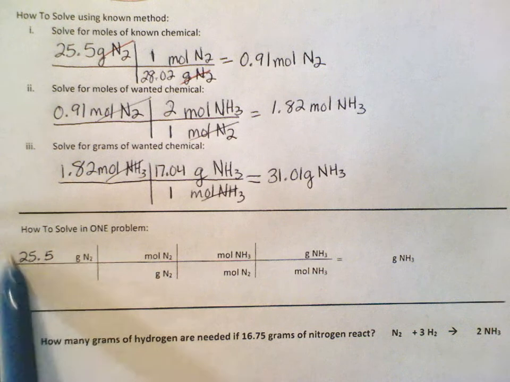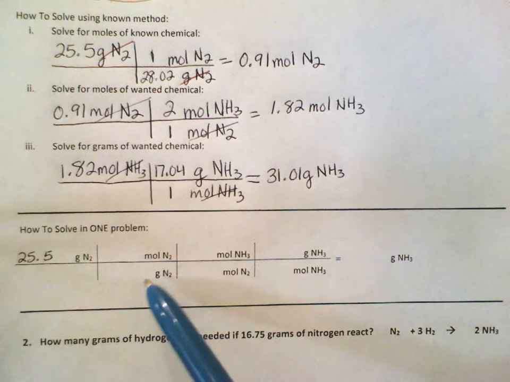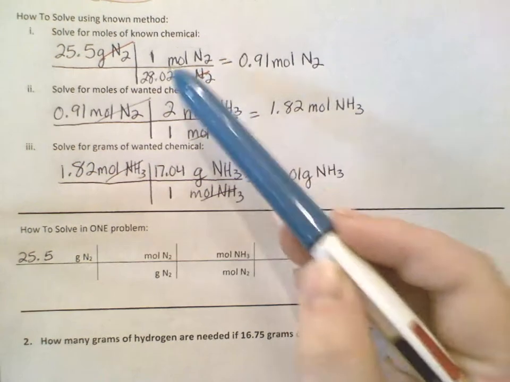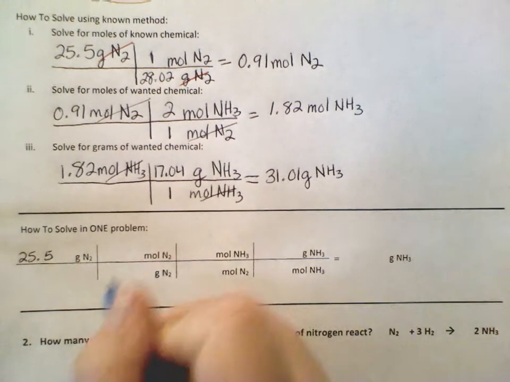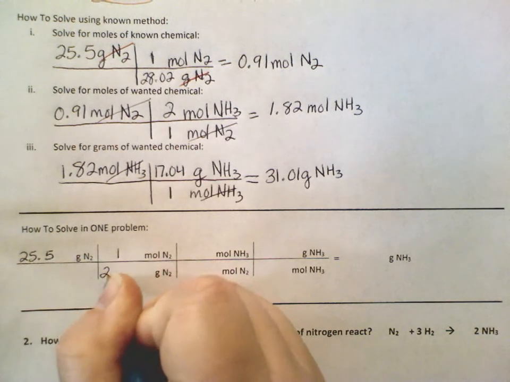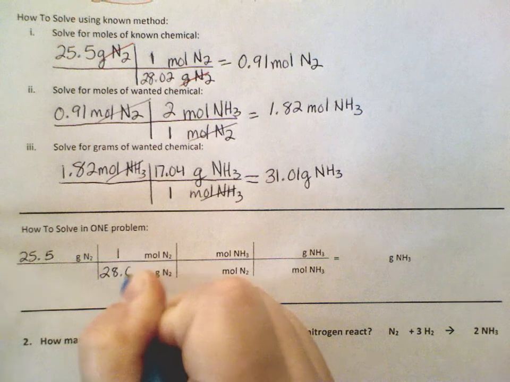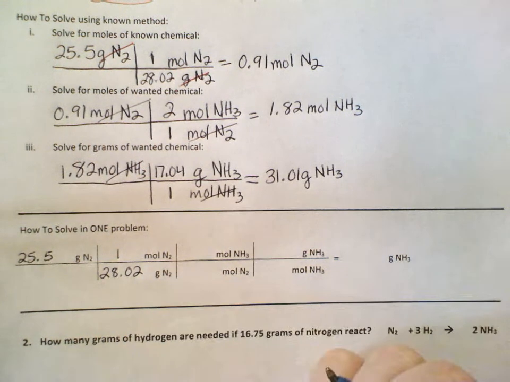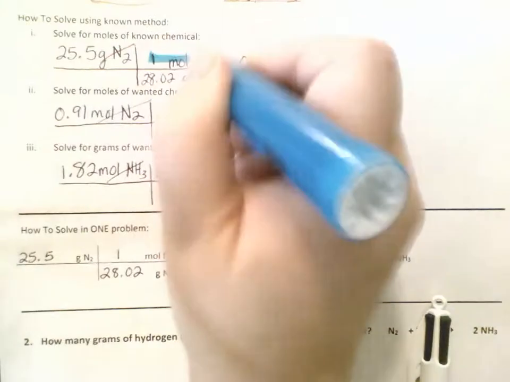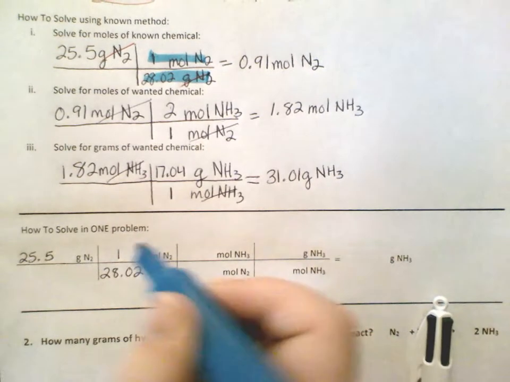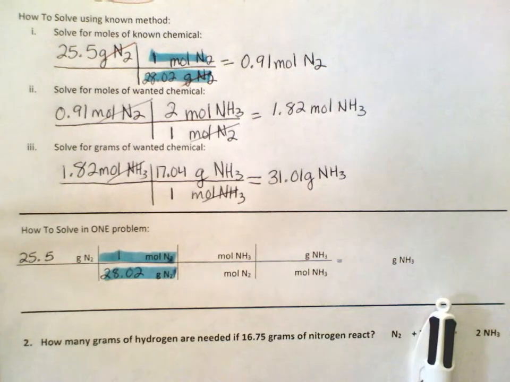So the first thing we did with this was we changed those grams of nitrogen to moles of nitrogen, and we used its mole ratio, or excuse me, molar mass. So it was 1 over 28.02, molar mass of nitrogen. So really, this part here matches this part down here. They're the same.